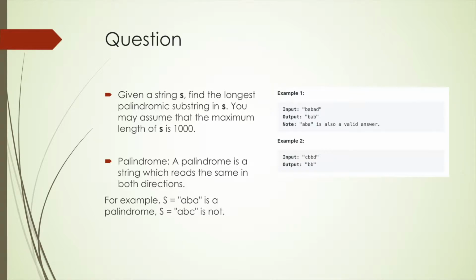Before we solve this question, we need to understand a concept, palindrome. A palindrome is a string which reads the same in both directions. For example, string ABA is a palindrome because read from the beginning to the end it is ABA, and read from the reverse it is also ABA. However, string ABC is not.